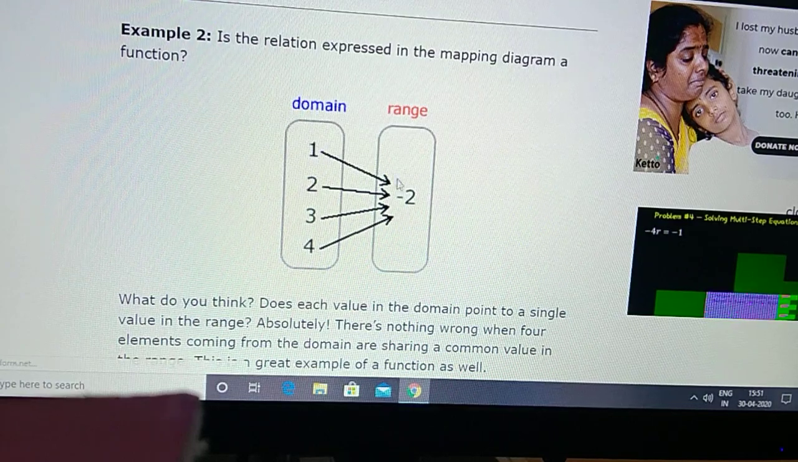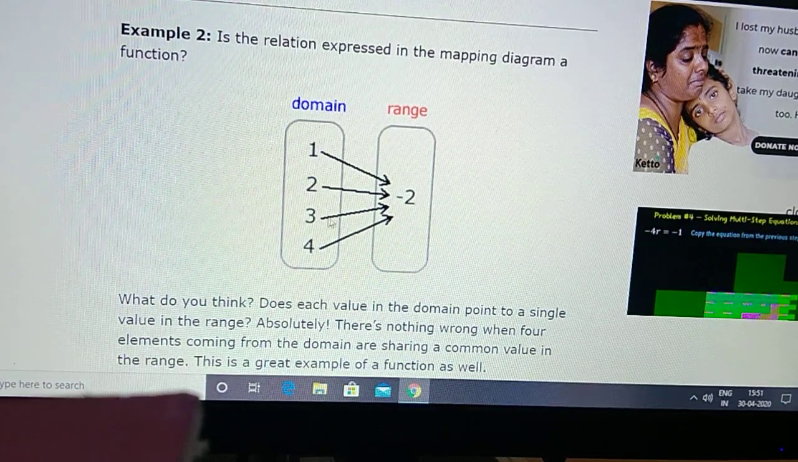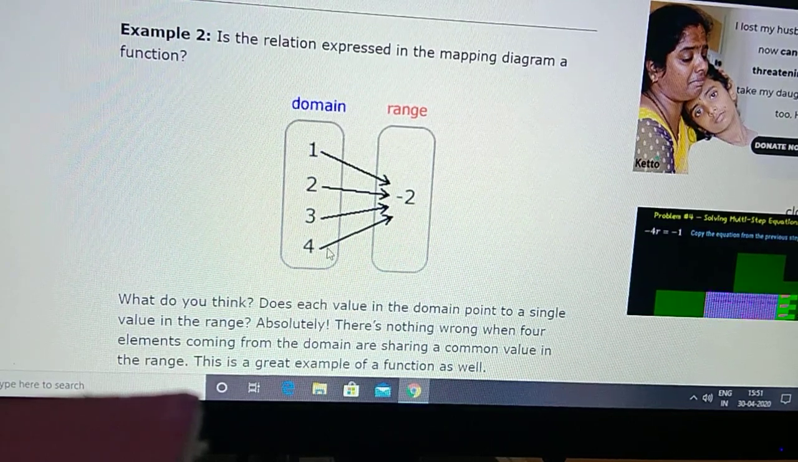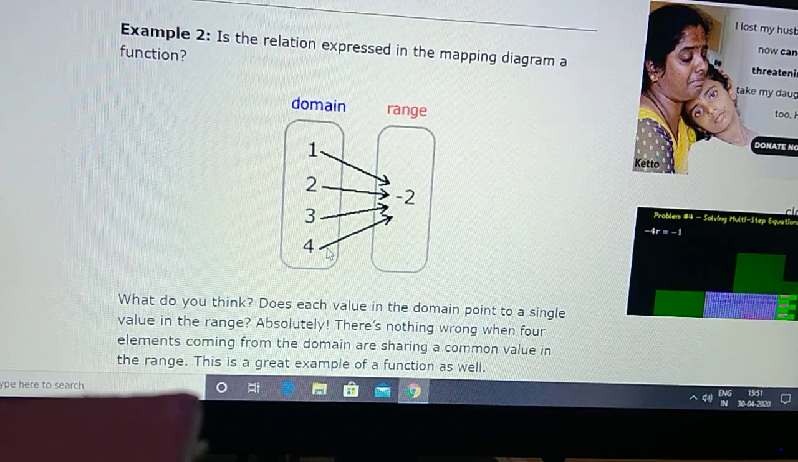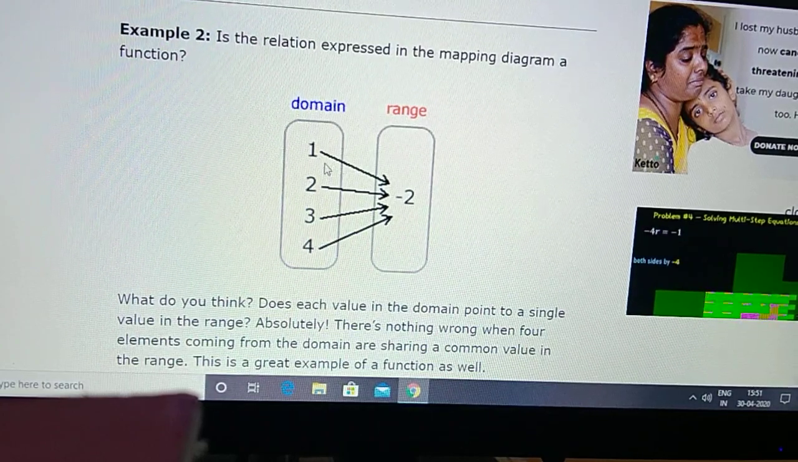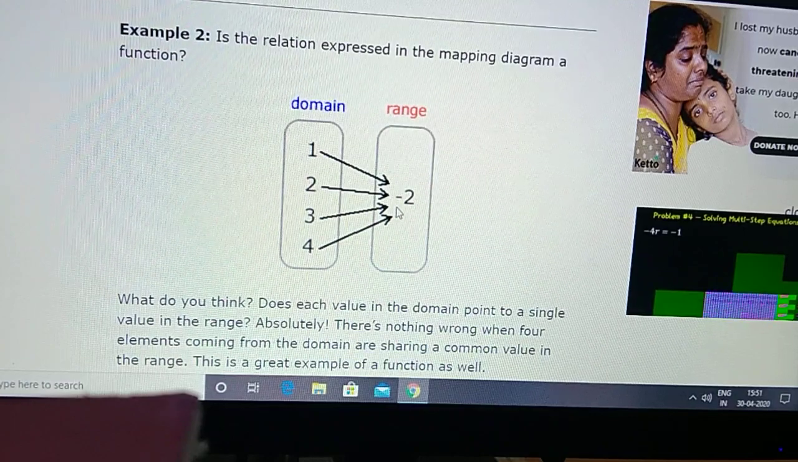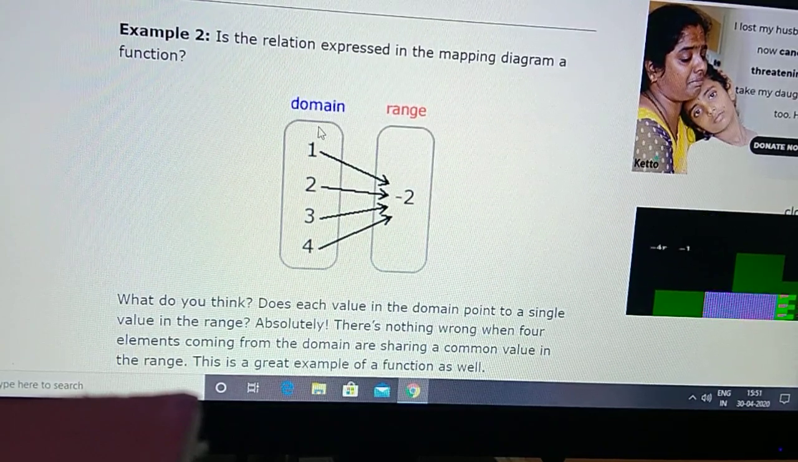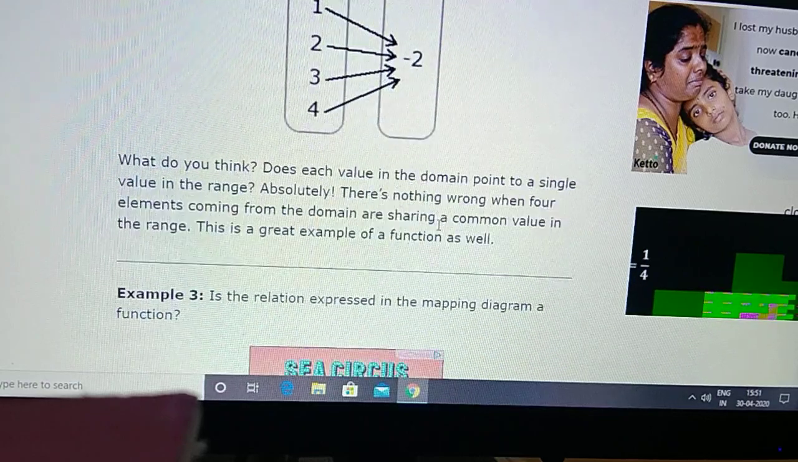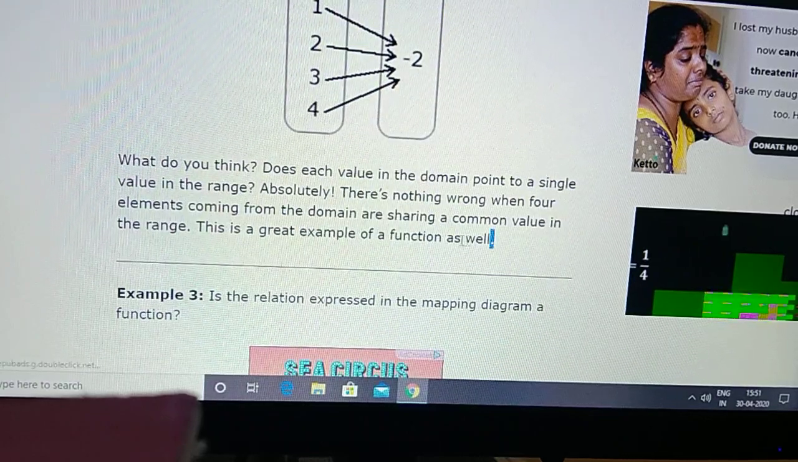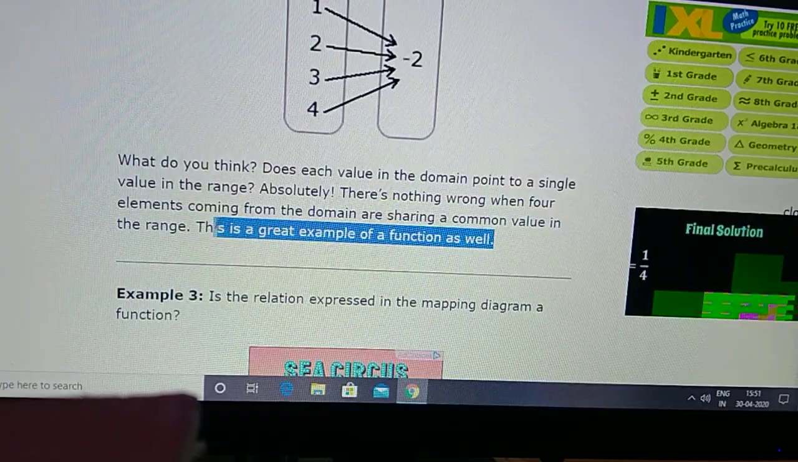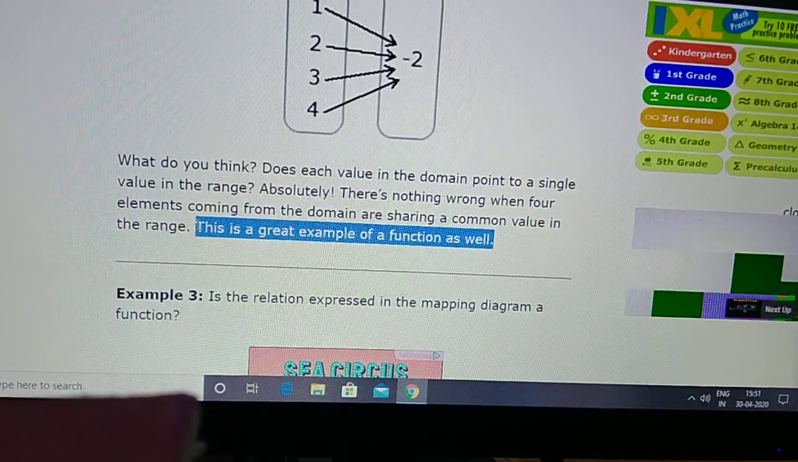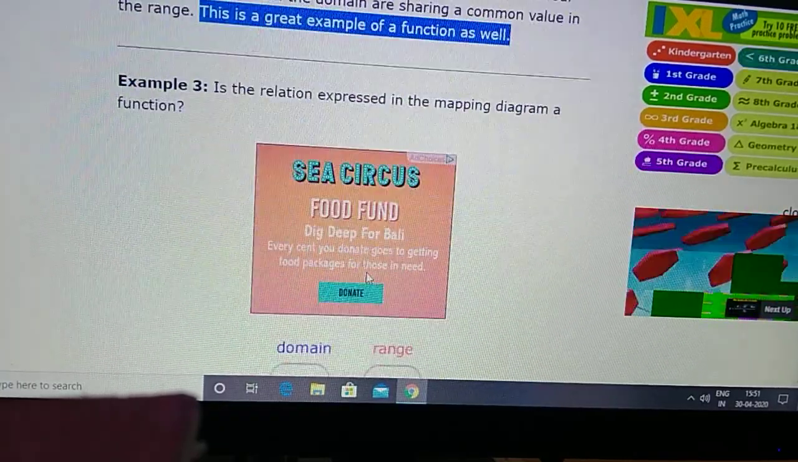Now another example. Domain: 1 has -2, 2 has -2, 3 has -2. Again, this is also a very good example. 1 has only a unique value of -2. Just think about the element of x, not y. It has also been written here, it is a great example of a function as well. So this is a function also.